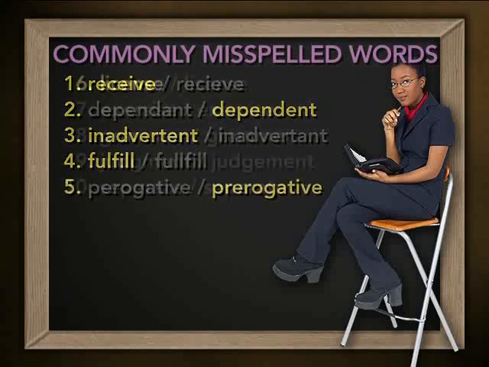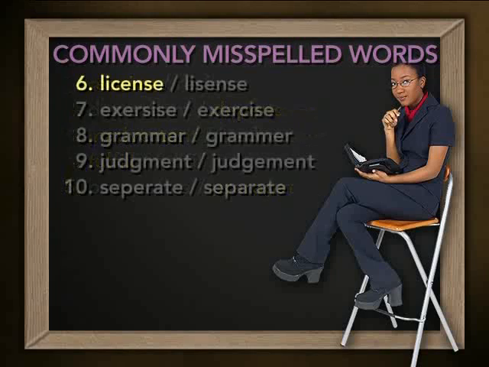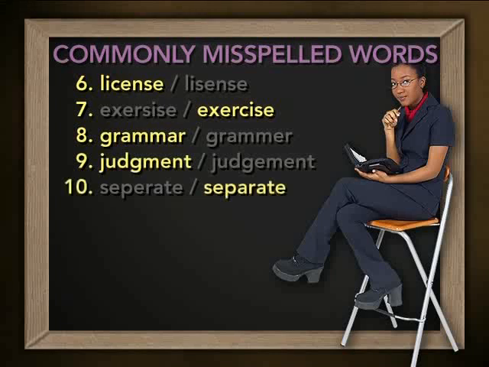Prerogative, drop an R. License, C, not an S. That one's hard because of the way we pronounce it. Exercise, common mistake, using an S instead of a C. Grammar, I'm mispronouncing it purposely so you hear the A rather than grammer. Judgment, people tend to add an E, there's no E there. And separate, correct spelling with two A's rather than S-E-P-E-R.